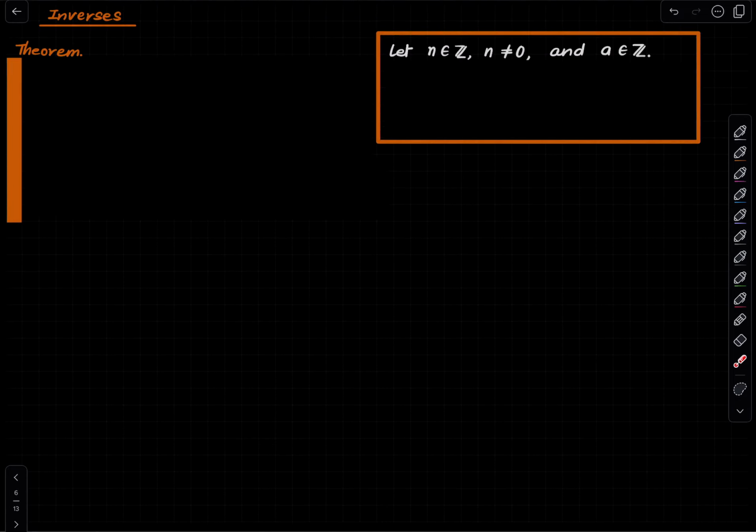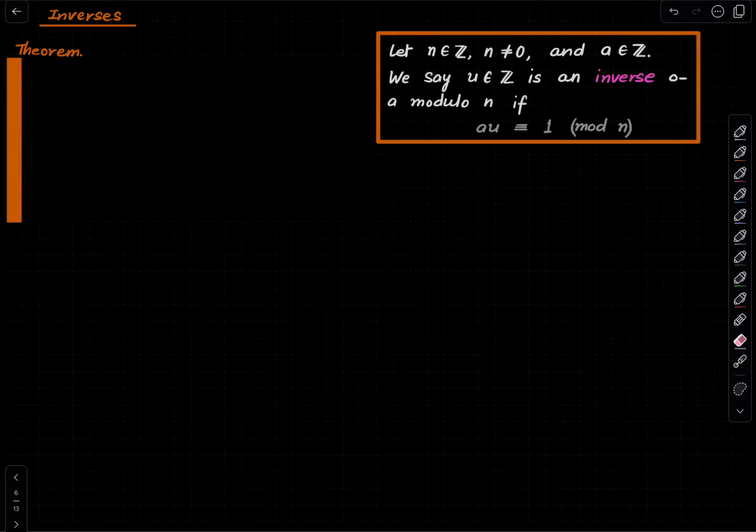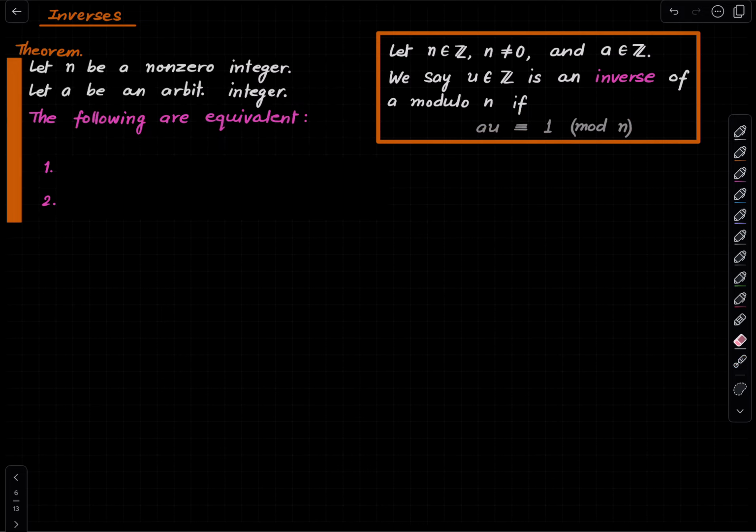So let's recall the definition. Suppose we have a non-zero integer n and some integer a. We say that u is an inverse of a modulo n if this congruence holds, if a times u is congruent to 1 modulo n. That's the definition of inverse. You've seen it before.